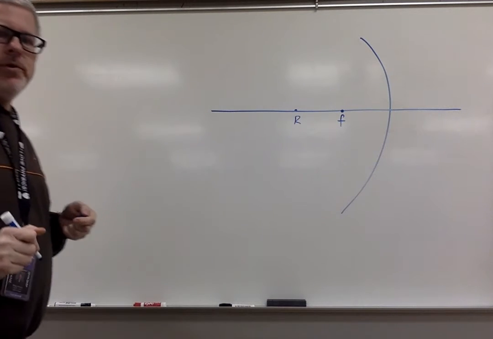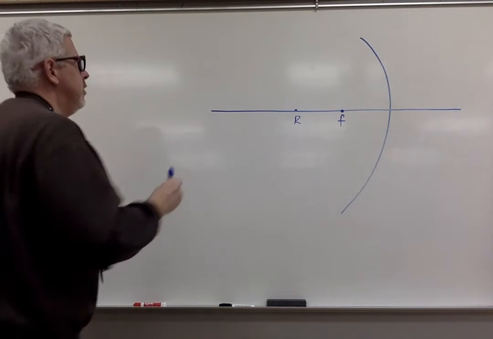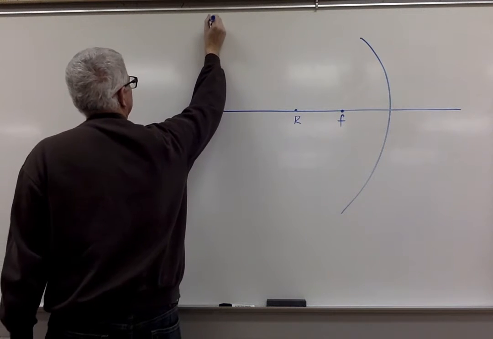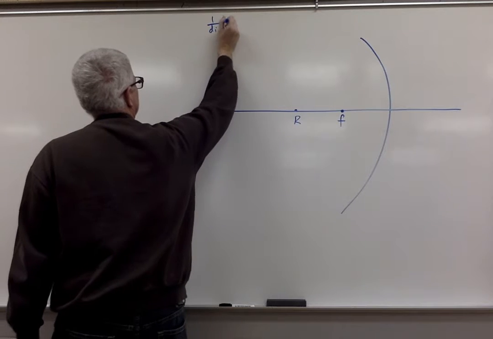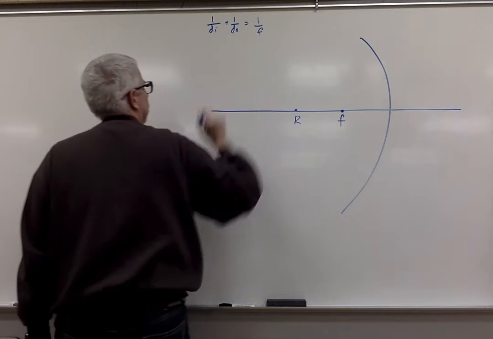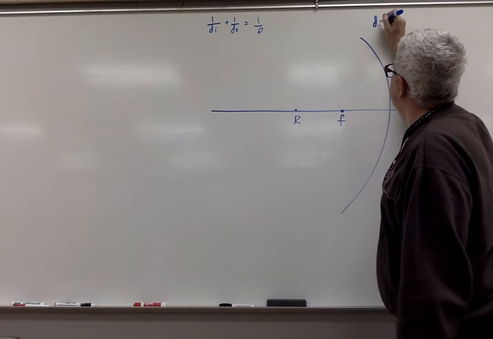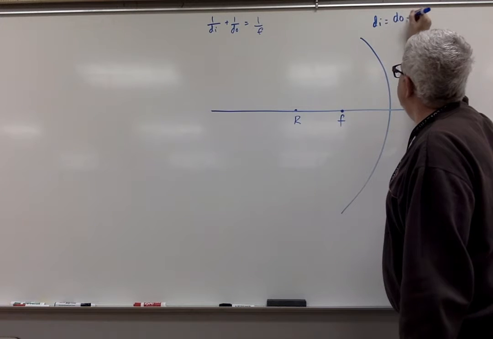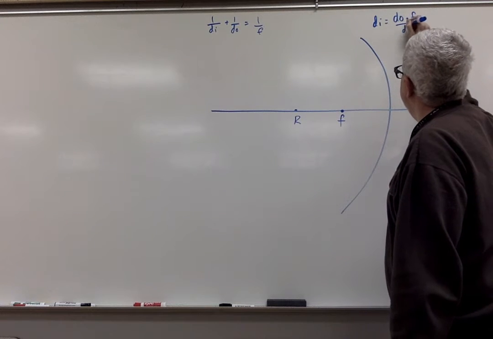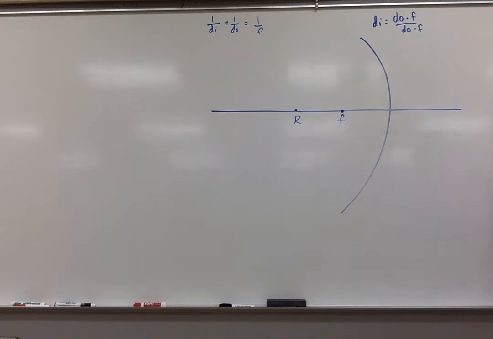So I'm going to draw several different situations. If we wanted to calculate things out, we would end up using the formula we talked about before. 1 over di plus 1 over do equals 1 over f. Or we could think of it as di equals do times f over do minus f. So I may end up doing some of those calculations in a little bit. All right.